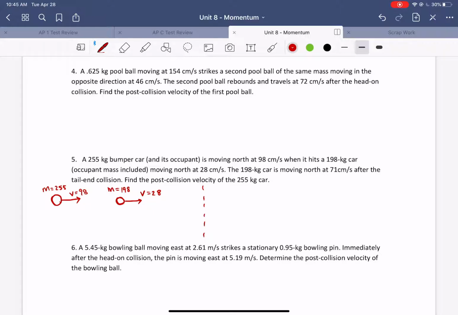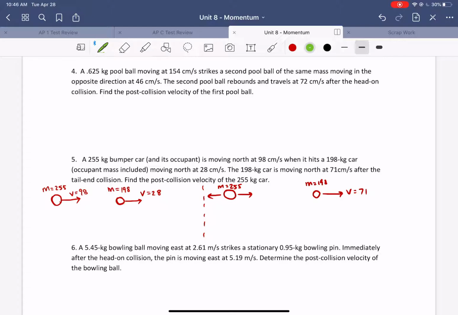Afterwards, the carts do not stick together. So the cart that was in front, the 198, is going to be moving at 71 centimeters per second after the collision. So it picked up some speed by being hit from behind. And then that leaves the 255 kilogram cart, which will move in some direction. It might continue forward, but slower, or it might have actually ricocheted back in the other direction. We actually don't know, so let's find that out.